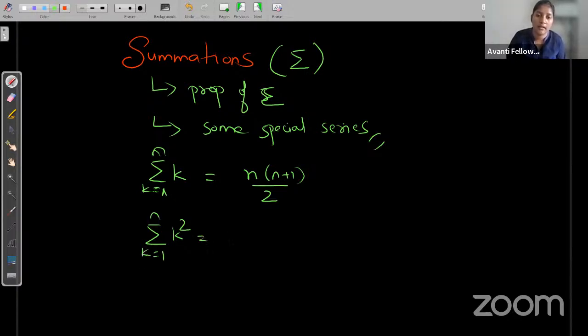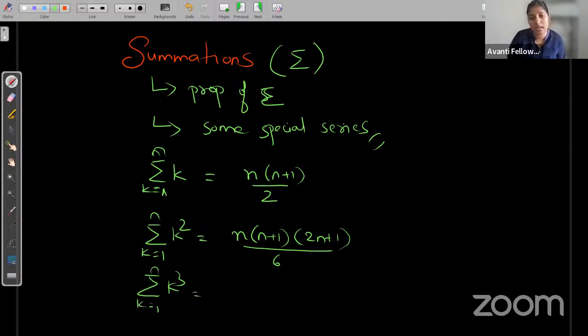It's given by n into n plus 1 into 2n plus 1 divided by 6. And then we discussed the sum of the cubes of the first n natural numbers, given by n square into n plus 1 whole square divided by 4. We discussed these formulas. We're going to make use of these formulas in our problems, okay? Remember it.